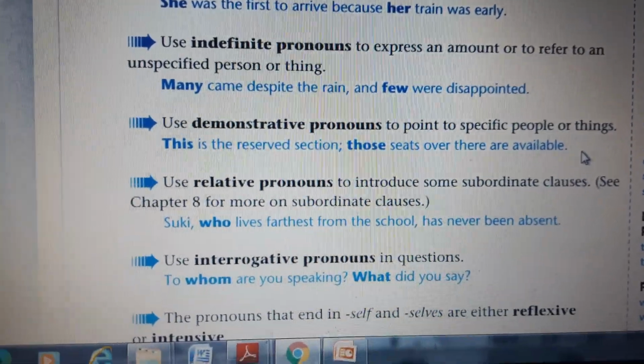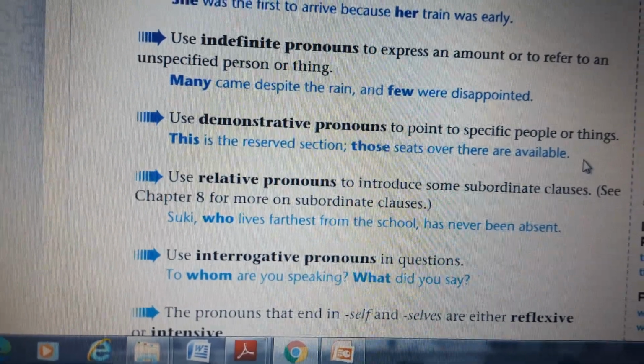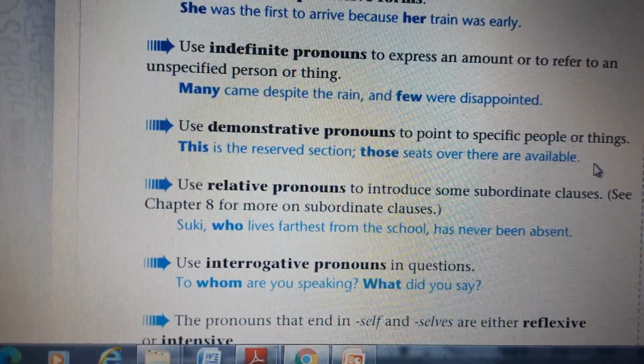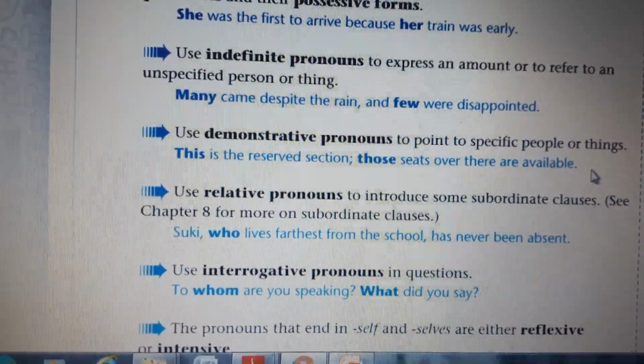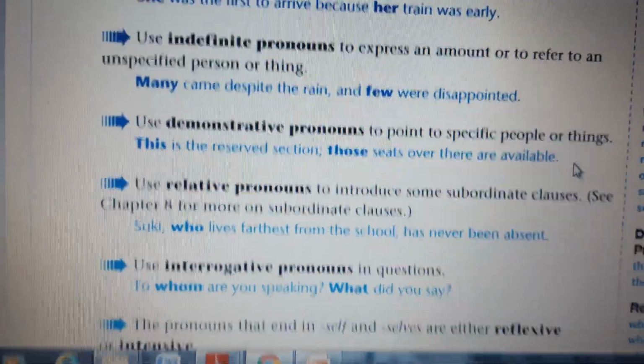And interrogative pronouns, from the name, are for questions. Any questions here? To whom are you speaking? What did you say? And who did you meet? And so on. Just for what? For questions.